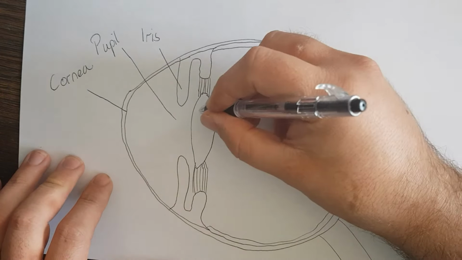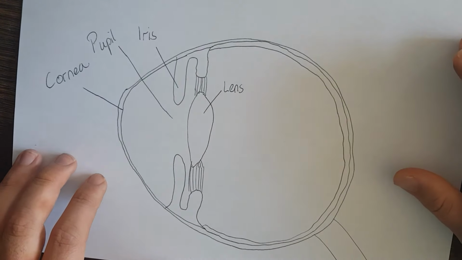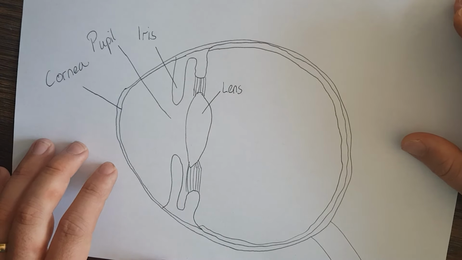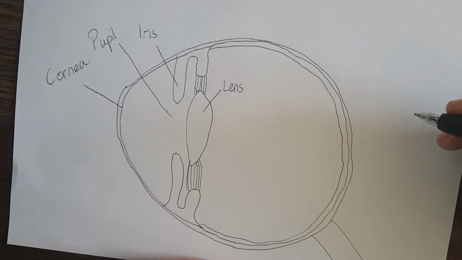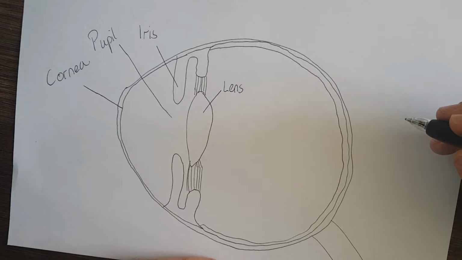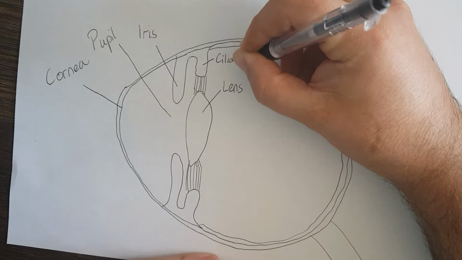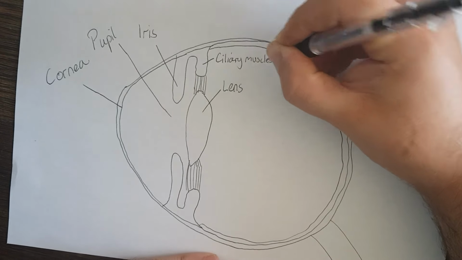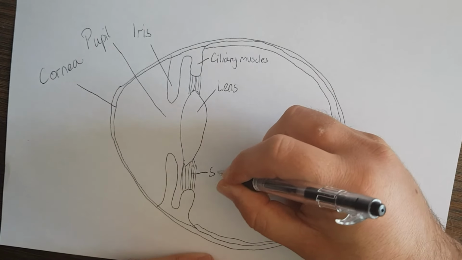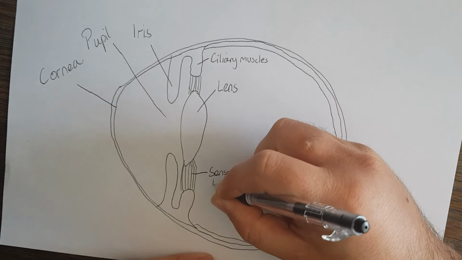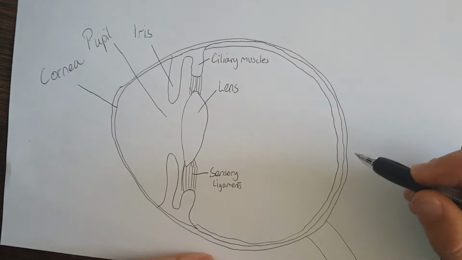So next up, we've got this bit here. This bit is our lens. Now the lens is the part that refracts the light the most, so it will decide how much the light is going to bend. And that is controlled by two things. We've got the ciliary muscles and the suspensory ligaments. So we've got the ciliary muscles, which are here, and we've got the suspensory ligaments as well, top and bottom. Now these work in conjunction to change the shape of the lens.